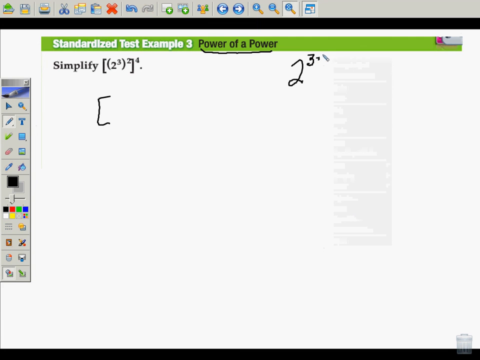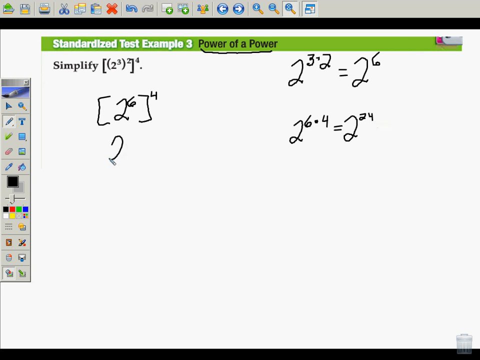So I have 2 raised to the 6th, all raised to the 4th power. Now I have another power of a power rule. So I'm going to have 2 raised to the 6th times 4, which will give me 2 raised to the 24th. So I get 2 raised to the 24th power. And in case you're wondering, 2 raised to the 24th power is the same thing as 16,777,216. Okay? I'm not so concerned with that part. I'm concerned with being able to figure out how you got 2 raised to the 24th power, and it comes from our power of a power rule. And when you have a power raised to another power, you just multiply your exponents.